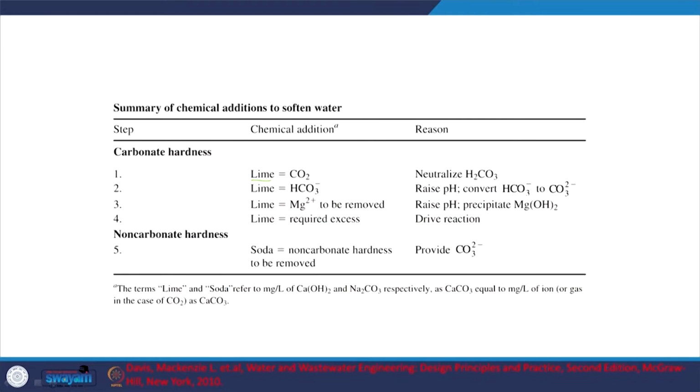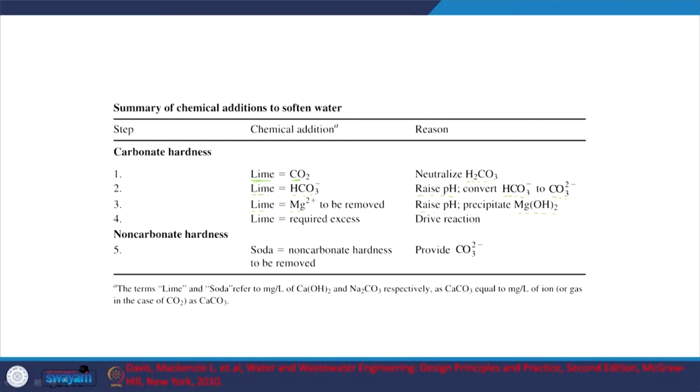We are adding lime. This is from McKenzie et al. So, lime, we are adding it to neutralize CO2, right, neutralize H2CO3 or the dissolved CO2, and lime enough to neutralize alkalinity or HCO3 minus. Why? I want to raise the pH and convert HCO3 minus to CO3 2 minus, right. Then CaCO3 will precipitate out, and then lime equivalent to magnesium to be removed. Why? I want to raise the pH such that magnesium hydroxide precipitates out.